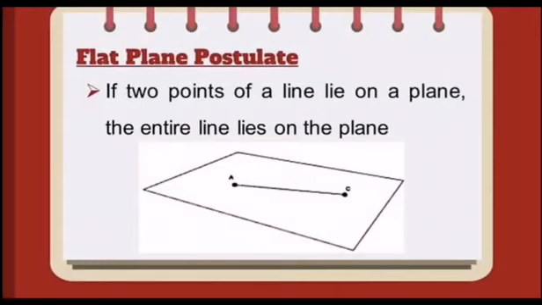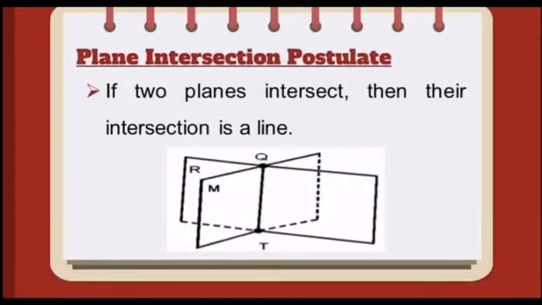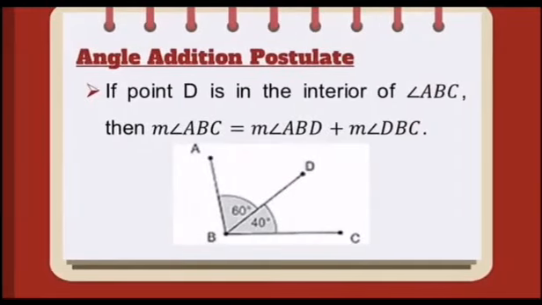Flat plane postulate: if 2 points of a line lie on a plane, the entire line lies on the plane. Plane intersection postulate: if 2 planes intersect, then their intersection is a line.